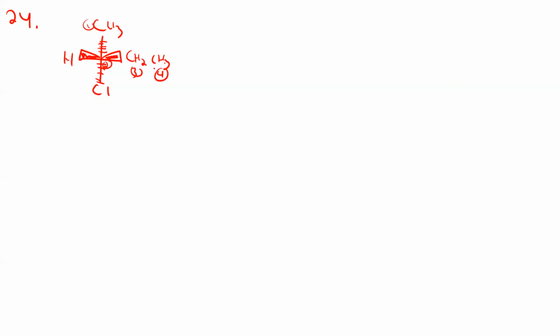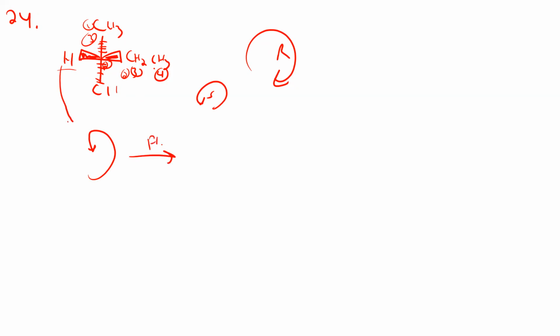Now we have to determine whether it's R or S. R is clockwise, S is counterclockwise. And remember, if the hydrogen's sticking out, you have to reverse it. So we have 1, 2, 3. That'd be going this way. But since this hydrogen's sticking out, we have to flip it. So that means we're going to be in the R position. So it's R-2-chlorobutane.